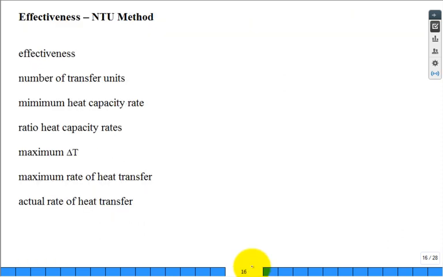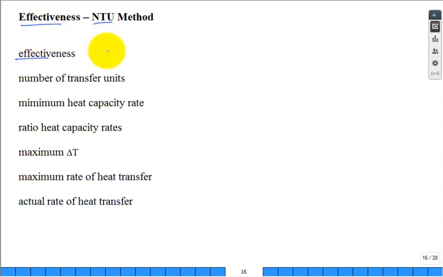Now I need a little bit of time and we'll talk about the effectiveness-NTU method. It's a little harder to get the equations, but a whole lot easier to use. So its use is simple. The derivation is more tedious than the log mean temperature difference method. Okay, so let's just go through it. It's called the effectiveness-NTU method.